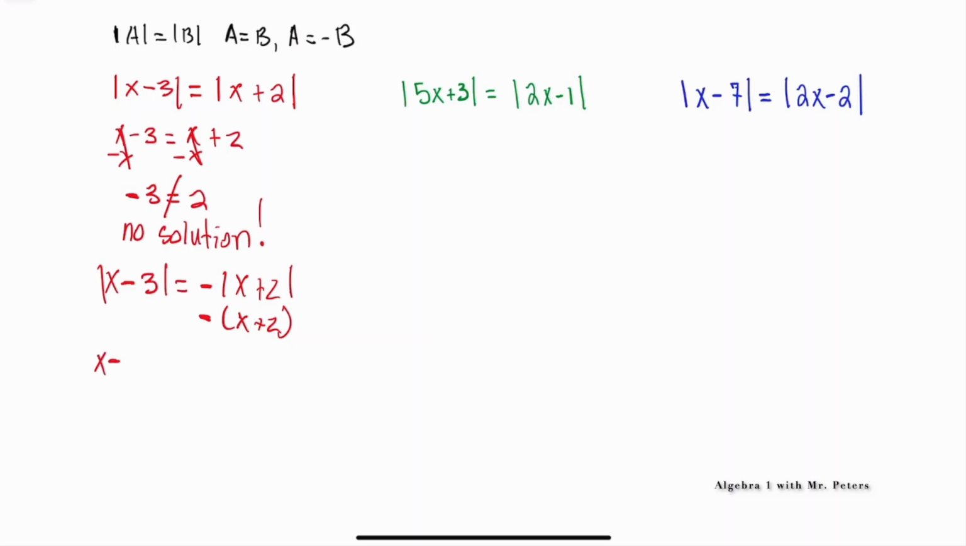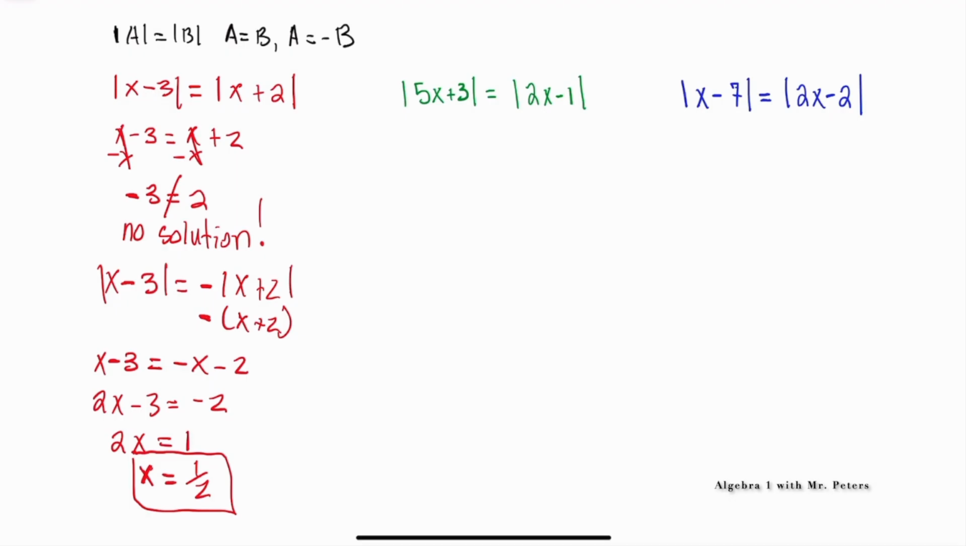So we drop the brackets, x minus 3 is now equal to -x minus 2. Add x on both sides, so we have 2x minus 3 is equal to -2. Once I add 3, we have 2x is equal to 1, and when we divide, we get x is equal to 1/2. So this is going to be our answer for the second equation.